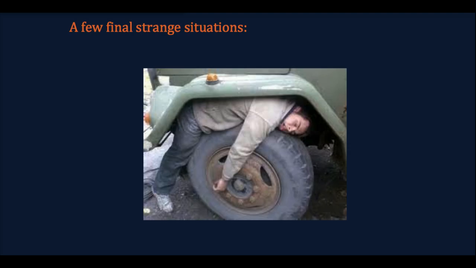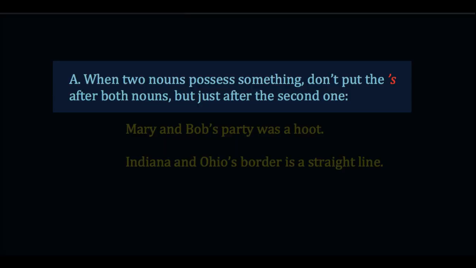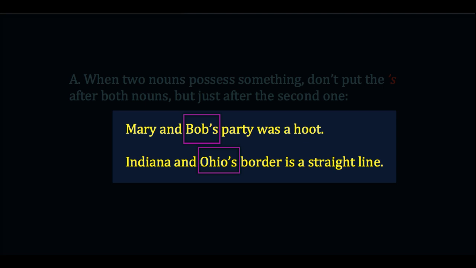And finally, a few strange situations. Two of them. The first is when two nouns possess something, don't put the apostrophe S after both nouns, like it's a little clumsy, just after the second one. Mary and Bob's party was a hoot. Indiana and Ohio's border is a straight line.